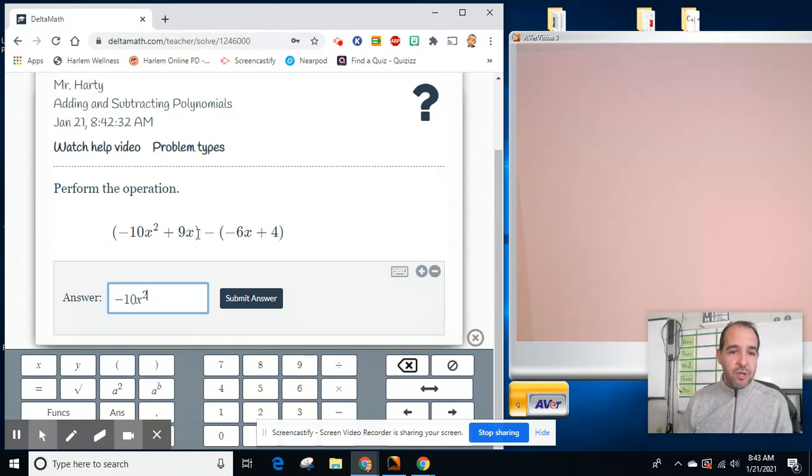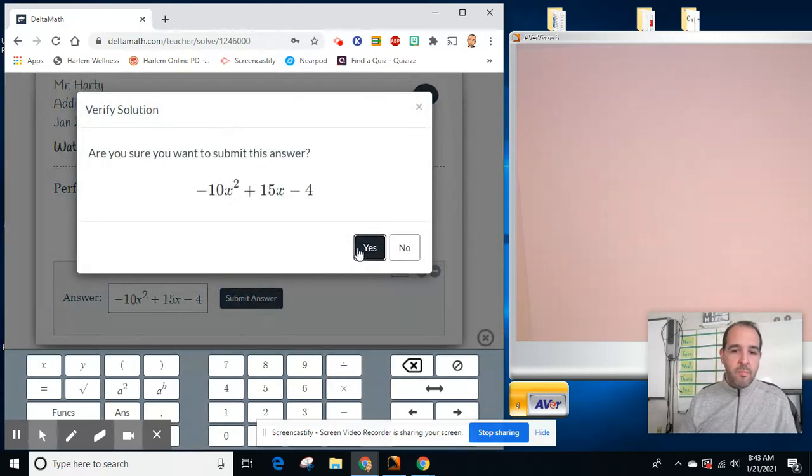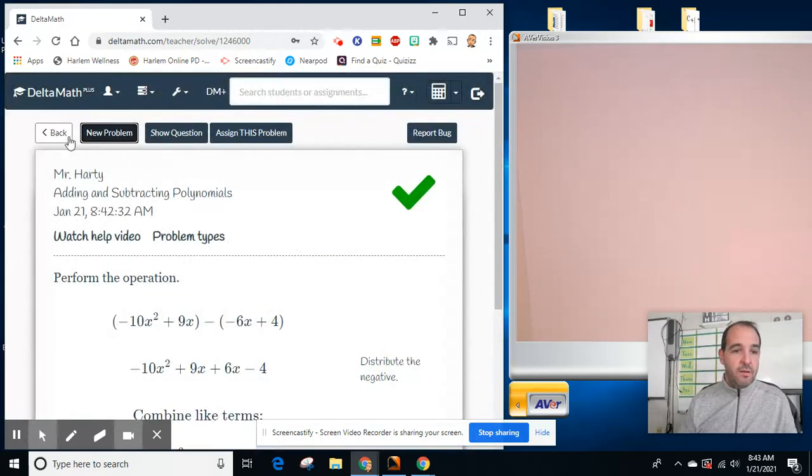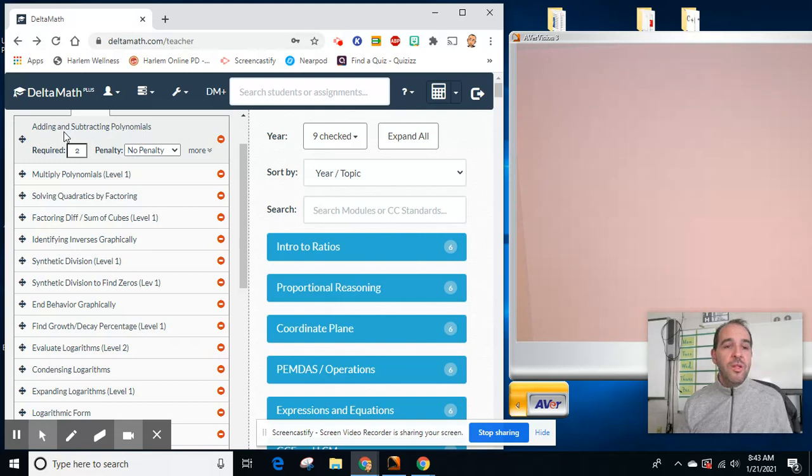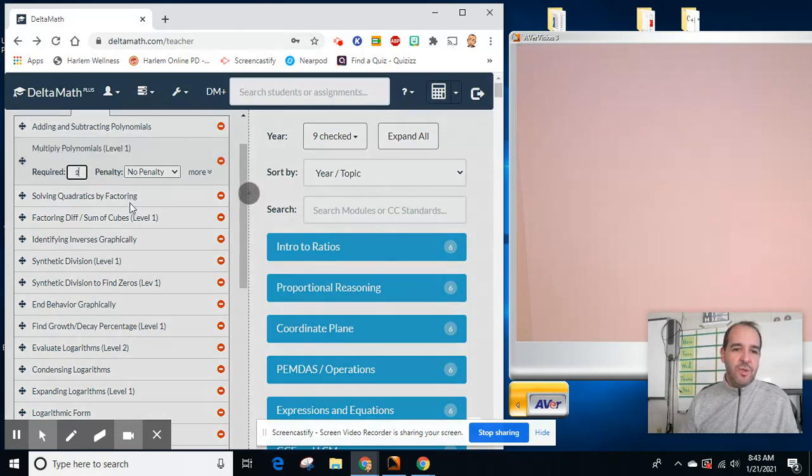Make sure the negative distributes, so that changes the signs. 9 plus 6 is 15, so plus 15x. And again, that negative gets to the 4, minus 4, bam, bam, and we're off and running, okay? I'm only going to do one problem within each type because I want you to have to think through. So again, you're like, okay, adding, subtracting, no big deal.